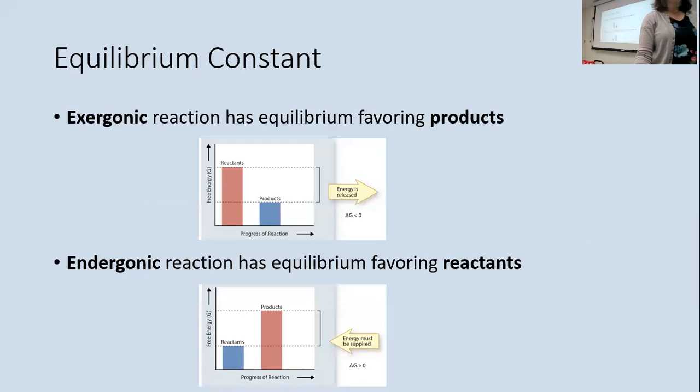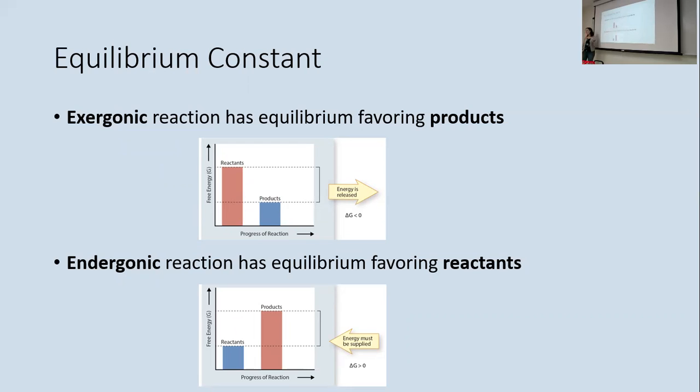So the exergonic spontaneous reaction will favor the products, right? If this reaction going from reactants to products is downhill, as this is going back and forth, it's going to end up over here. You're going to end up with more products, right? Because it's easier to go this way. So this will favor the products.